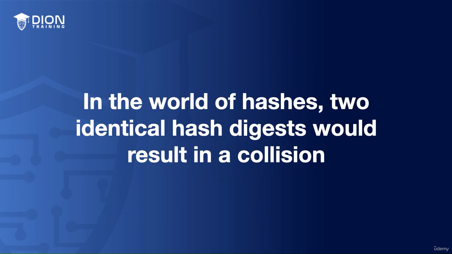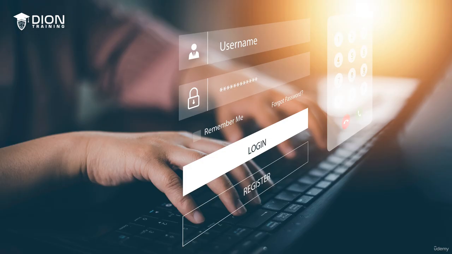Now, in the world of hashes, two identical hash digests are called a collision. And if an attacker can find two different messages with the same hash, they can use this as an attack against your system. For example, let's say that I found a match to your password's hash, that I can then use that to bypass your authentication system, even if I'm entering in the wrong password, as long as that password has the same hash value.